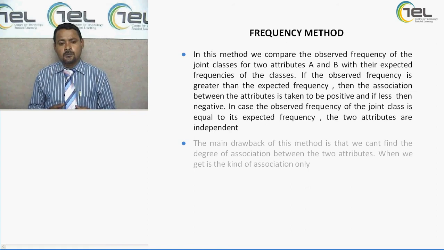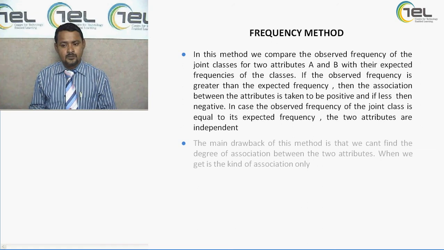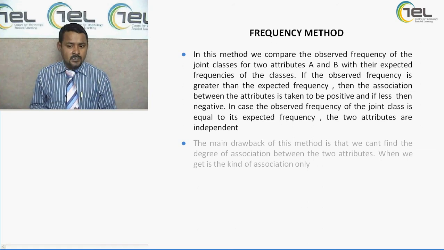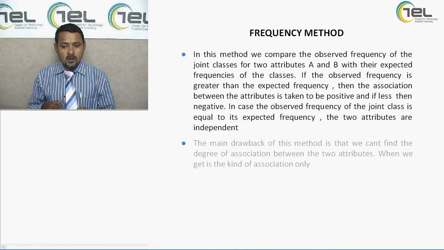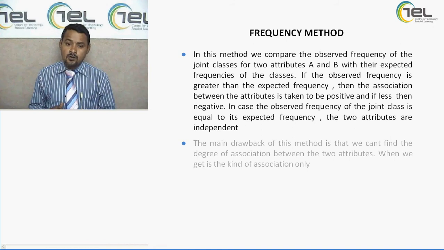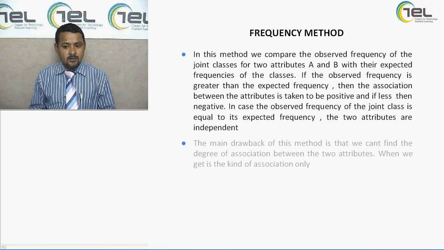In this method, we compare the observed frequency of adjoint classes for attributes. The two attributes A and B are given with their observed frequency, and we have to calculate the expected frequency from the observed frequencies. If the observed frequency is greater than the expected frequency, then the association is positive. If the observed frequency is less than the expected frequency, the association is negative. In case the observed and expected frequencies are almost identical, then the two attributes are independent of each other.